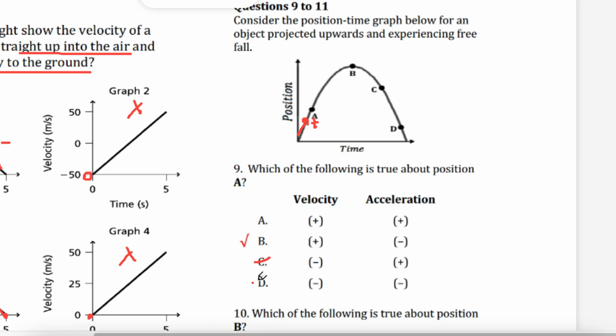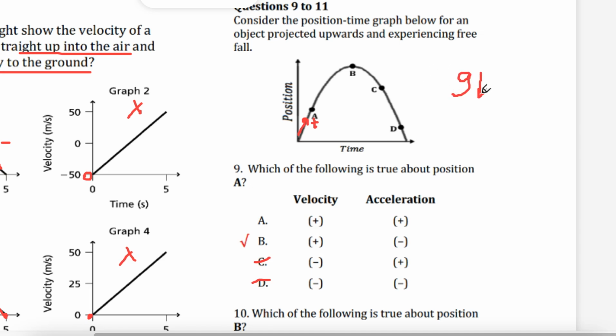That's why C and D can immediately be eliminated. It is either going to be A or B. Obviously the answer key is here, but it's either A or B. Then you can say, alright, so what about acceleration? Well, we know that's gravity.